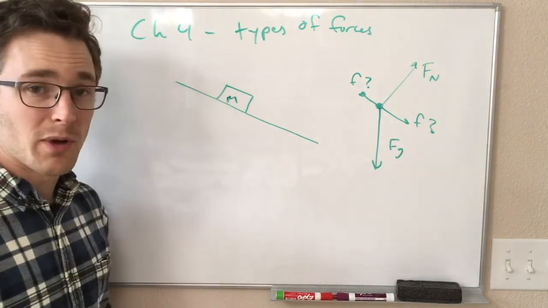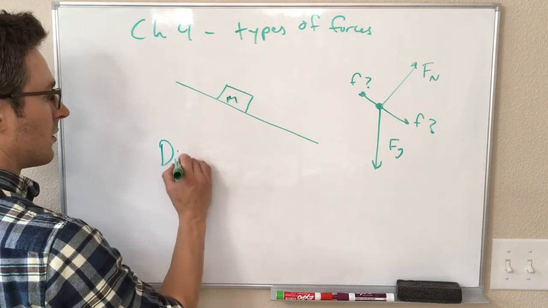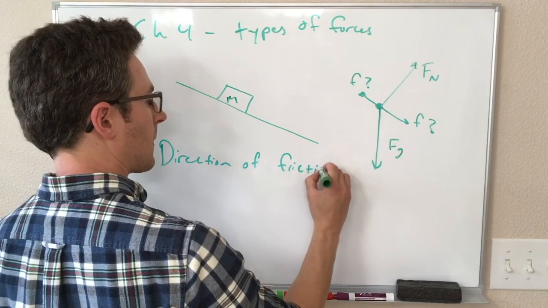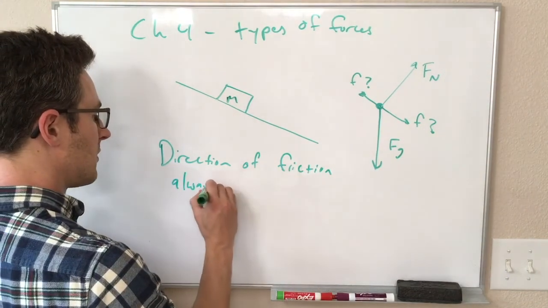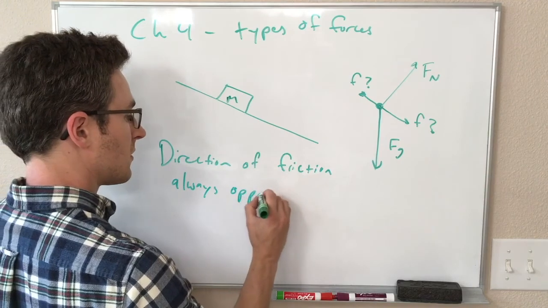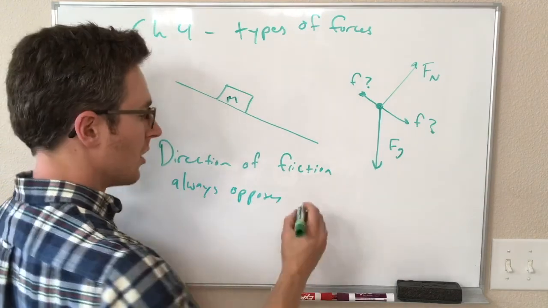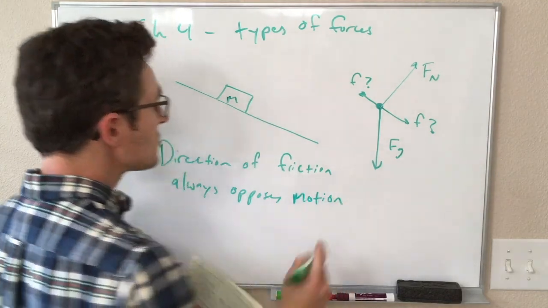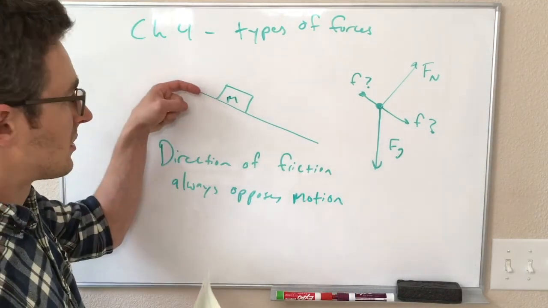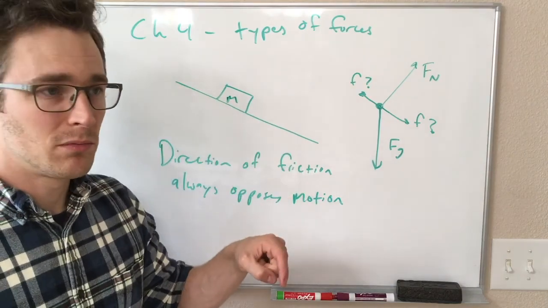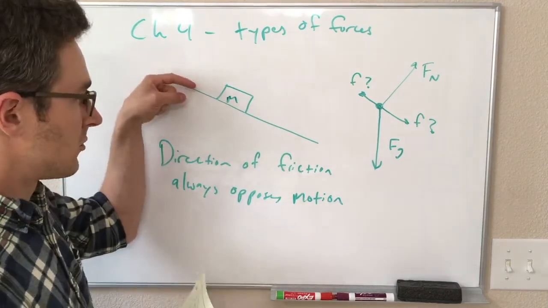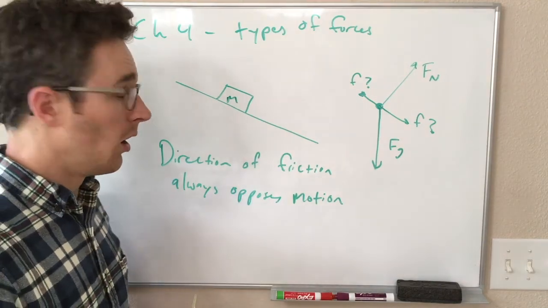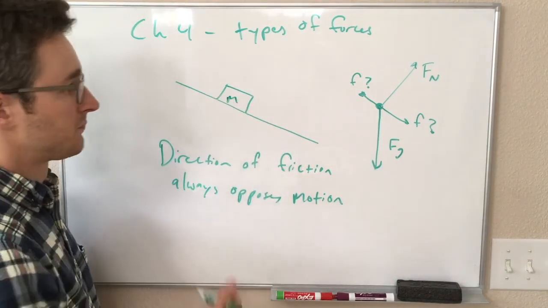We need to say one more thing about friction, and that is the direction of friction always opposes the motion of the object on the surface. So in other words, if our object is sliding down the ramp in the case of kinetic friction, or trying to slide down the ramp in the case of static friction, our force of friction is going to oppose that. Our force of friction is going to be up.